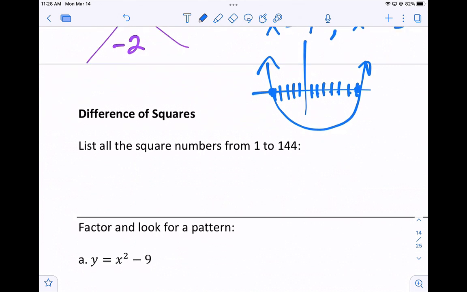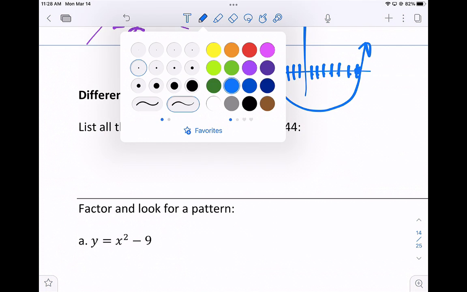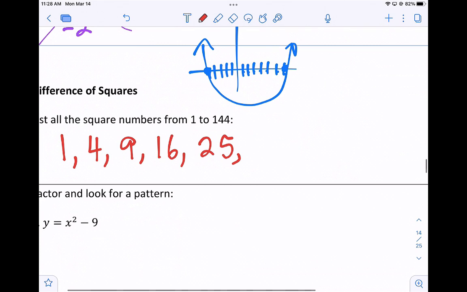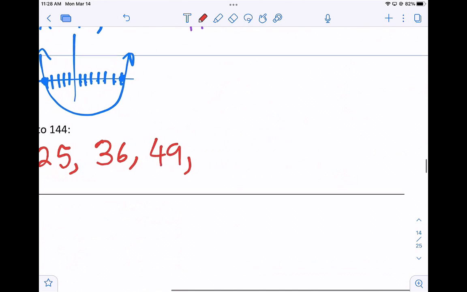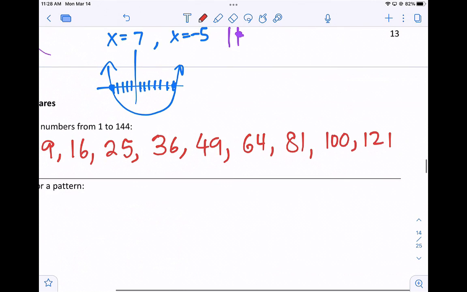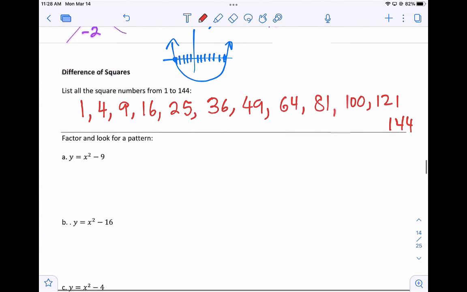Let's take a look at difference of squares. It says list all the square numbers from 1 to 144. A square number is any number times itself. So 1 squared is 1, 2 times 2 is 4, 3 times 3 is 9, 4 times 4 is 16, 5 times 5 is 25, 6 times 6 is 36, 7 times 7 is 49, 8 times 8 is 64, 9 times 9 is 81, 10 times 10 is 100, 11 times 11 is 121, and 12 times 12 is 144. So these are all square numbers.